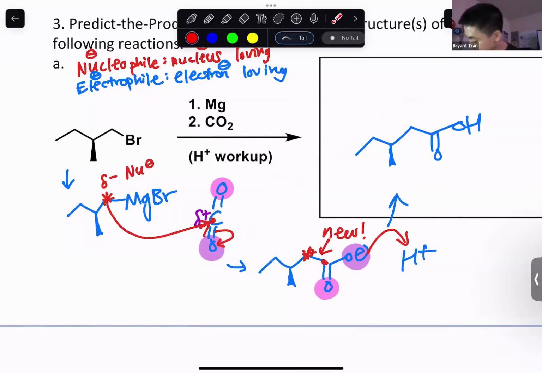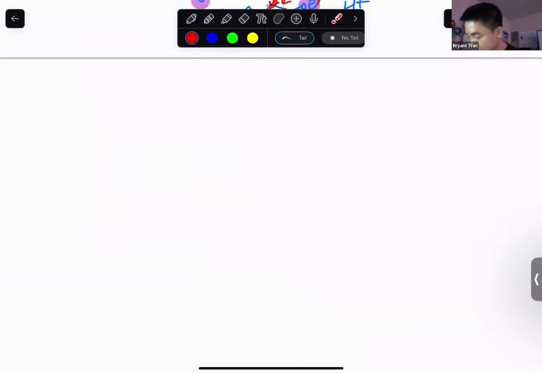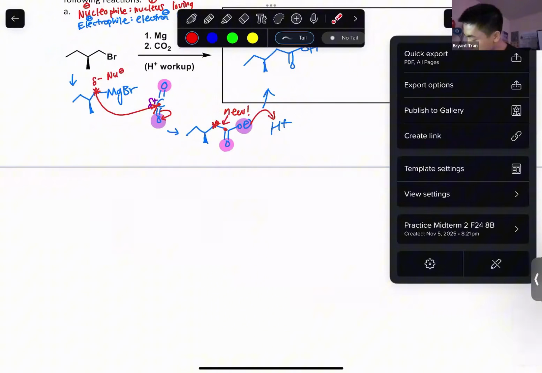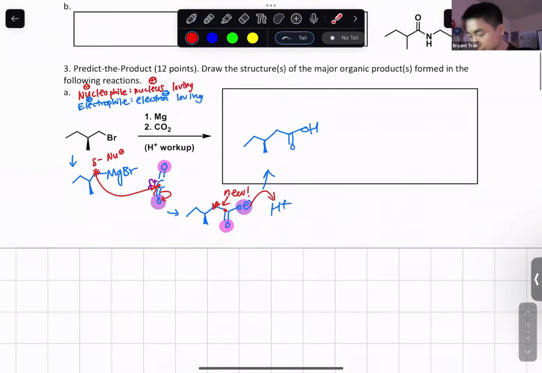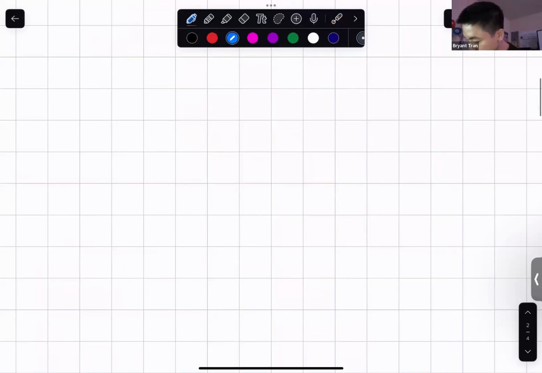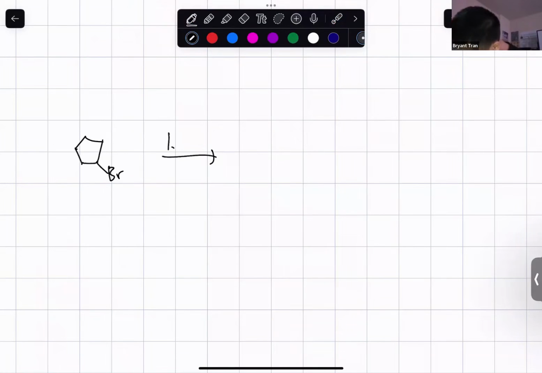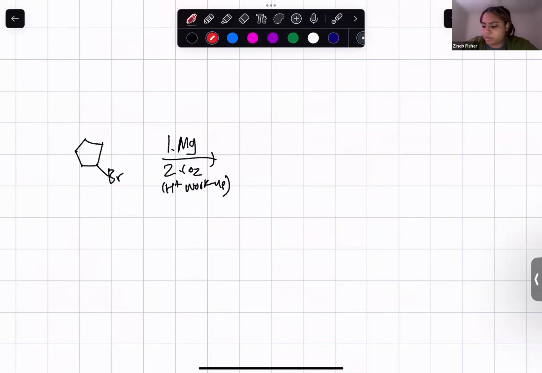Okay, so I'm going to give you a similar problem here, and I want you to describe to me what the mechanism would look like, because I also showed you the mechanism. But let's say now we have this reacting with that CO2 and H plus workup. What would happen in the first step? The magnesium would go between the carbon and the bromine. Correct.